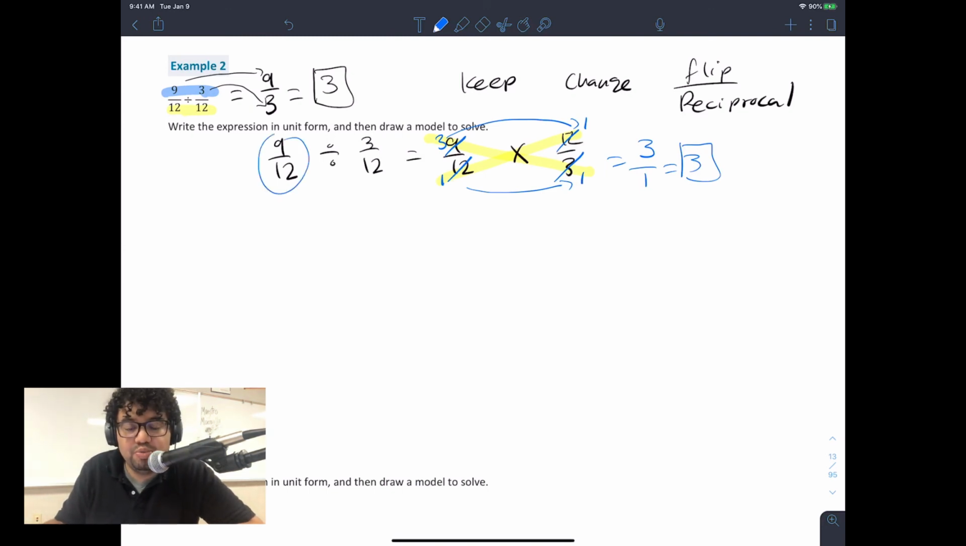Because we're going to base our model of the first fraction. Remember, when they have a common denominator, we're going to base our models on the first fraction. So this means that I'm going to have 12 boxes, but I only need to shade 9 out of the 12. So let's do that.